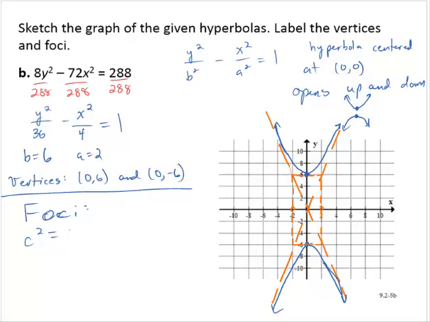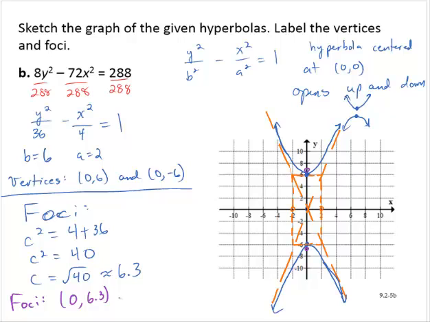c squared is equal to a squared plus b squared, so 4 plus 36. c squared is 40, so c is equal to the square root of 40, which is approximately 6.3. Recall that the foci are inside the branches of the hyperbola. So we'd have a focus here and a focus here. And so the foci are at 0, 6.3, and 0, negative 6.3.